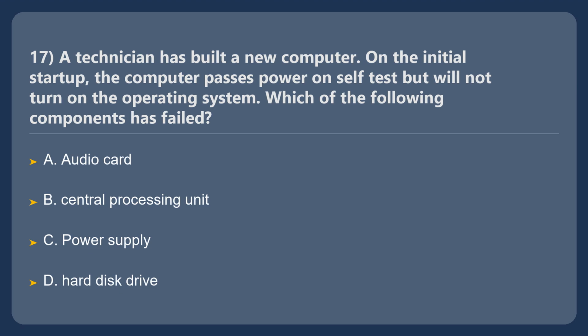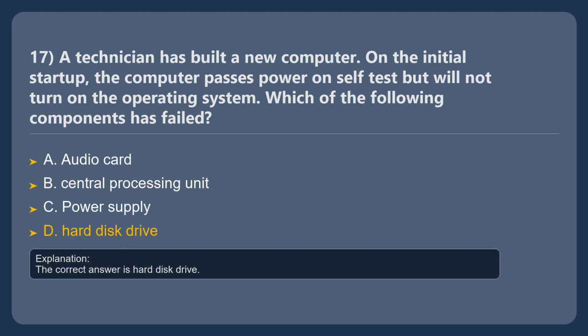Question 17. A technician has built a new computer. On the initial startup, the computer passes power on self-test but will not turn on the operating system. Which of the following components has failed? Option A. Audio card. Option B. Central processing unit. Option C. Power supply. Option D. Hard disk drive. The correct answer is option D, hard disk drive.